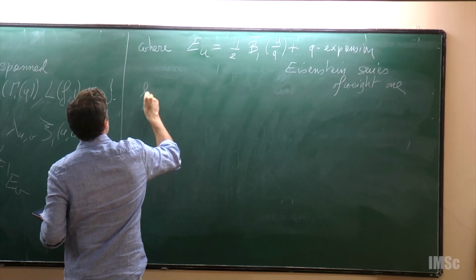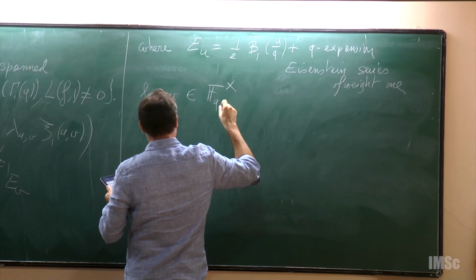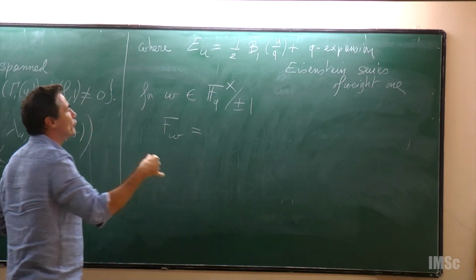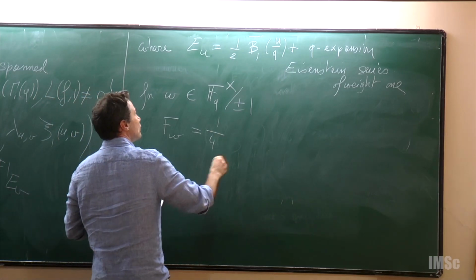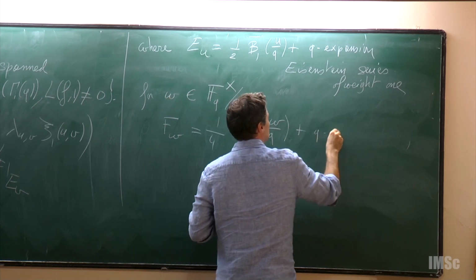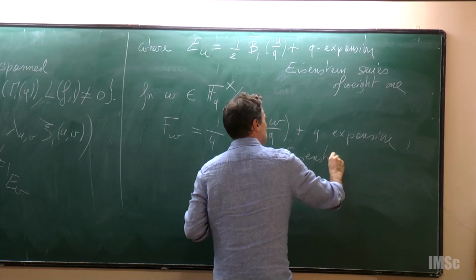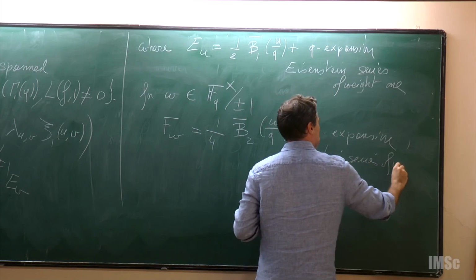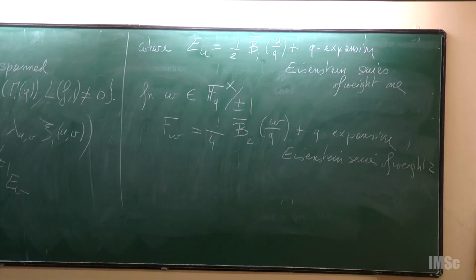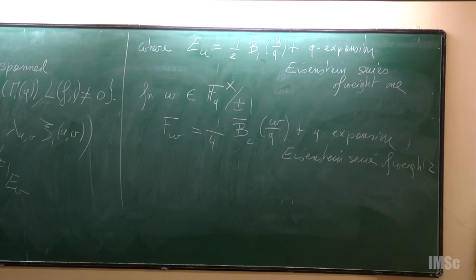So for W in F_Q star modulo plus or minus 1, right? F_W is also an Eisenstein series, but of weight 2 this time. And the constant coefficient has to be B2 bar of W over Q plus q-expansion. This is an Eisenstein series of weight 2. B1 bar and B2 bar are the Bernoulli polynomials made periodic. And now I can finish by stating a theorem about the use of Borisov-Gunnells for Harris-Venkatesh.